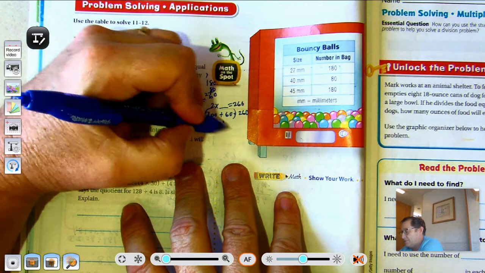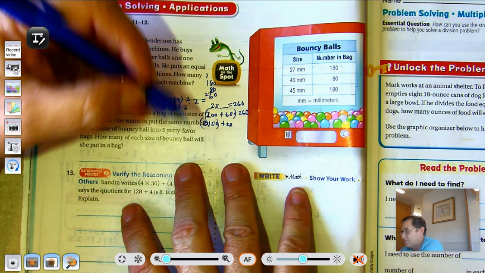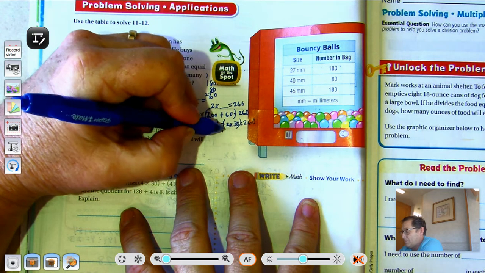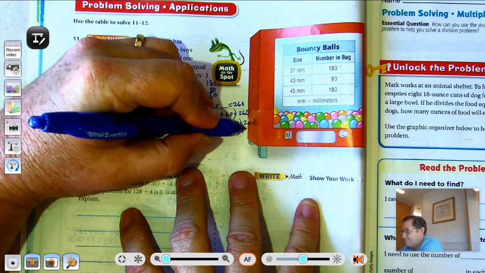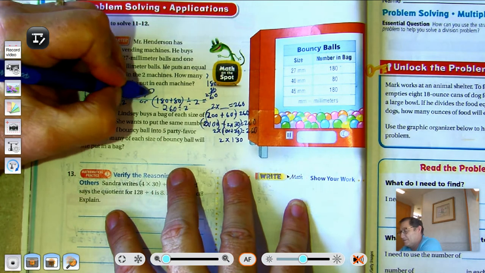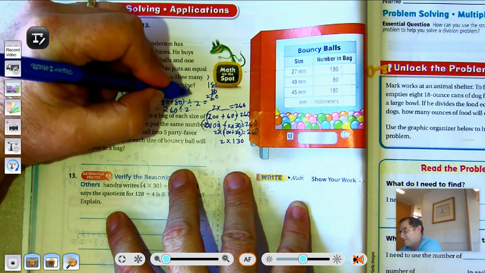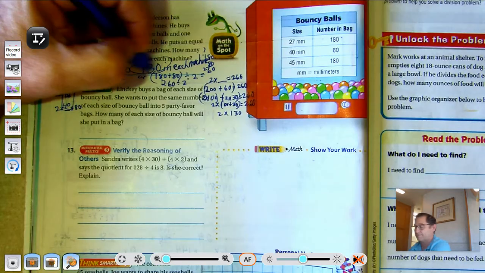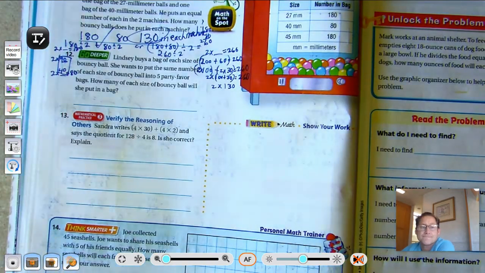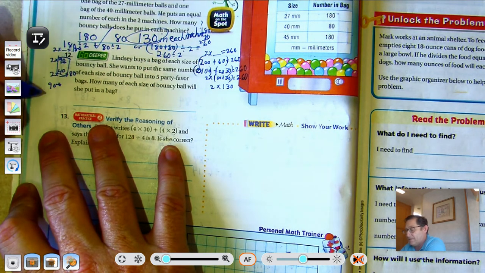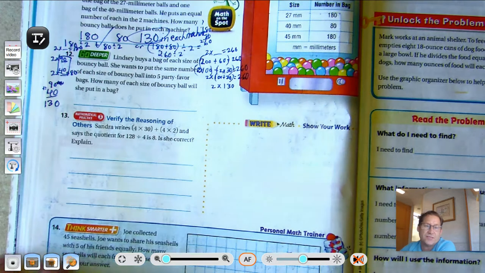2 times 100 plus 2 times what is 60? 2 times 30 is 60. So 2 times 100 plus 30. 2 times 130. So 130 in each machine. If we're doing it by separate, it would have been 90 plus 40. 9 plus 4 is 13 tenths, so 130.